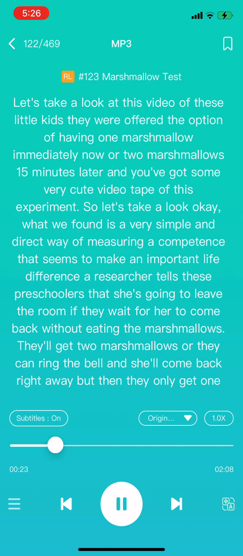What we found is a very simple and direct way of measuring a competence that seems to make an important life difference. A researcher tells these preschoolers that she's going to leave the room. If they wait for her to come back without eating the marshmallows, they'll get 2 marshmallows. Or they can ring the bell and she'll come back right away. But then they only get 1 marshmallow. I won't ring the bell. You won't ring the bell? Okay.